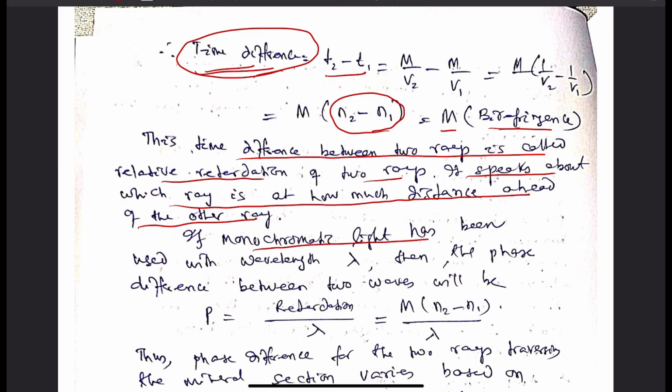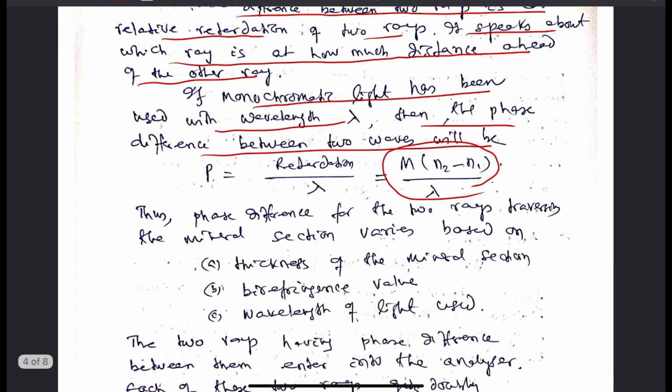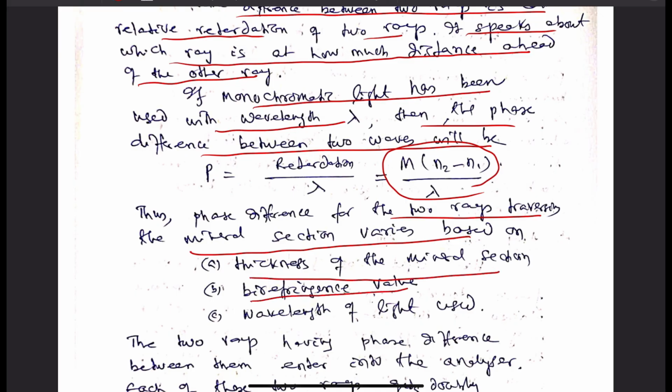If we have taken monochromatic light of single wavelength, then the phase difference between the two waves will be retardation by wavelength. This will be m (n2 minus n1) by lambda. This is the phase difference, P. Thus phase difference for two rays traversing a mineral section varies depending upon thickness of the mineral section, birefringence value, and wavelength of the light used.